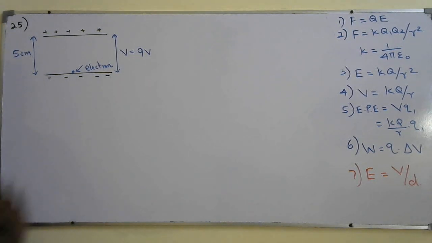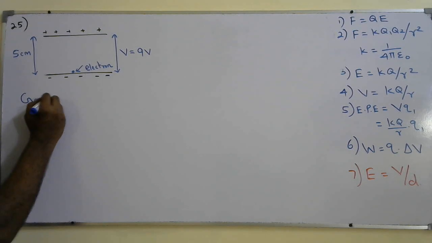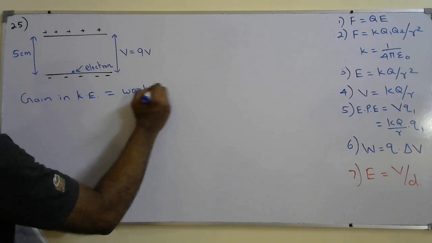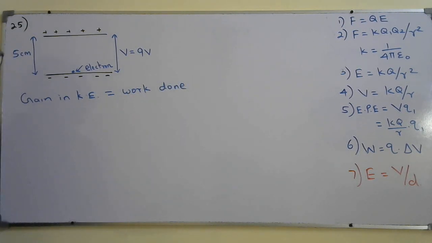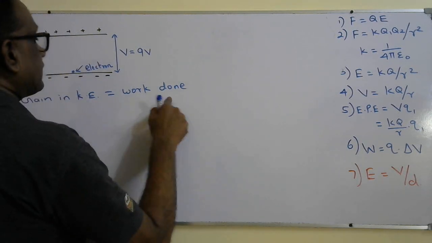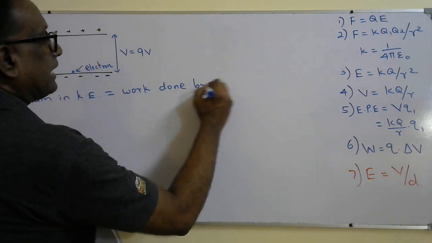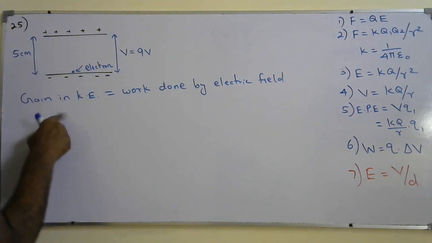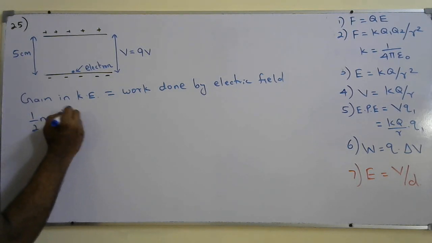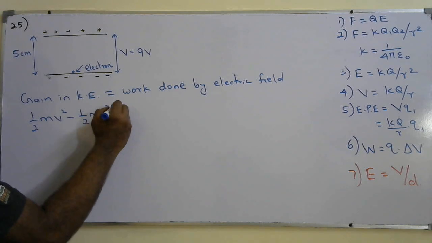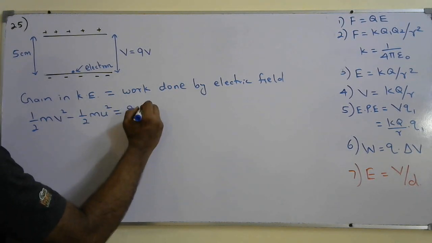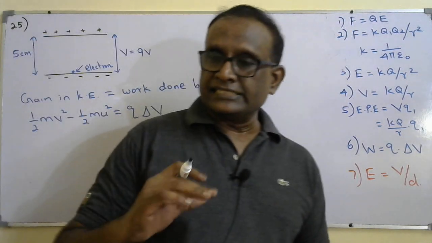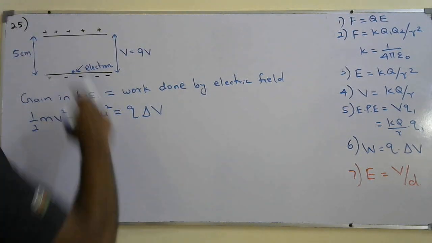Okay, so method 2: we can say the gain in kinetic energy of the electron equals the work done by the electric field, or the loss in electric potential energy. Either way, it's the work done by the electric field. So gain in kinetic energy, half m v squared minus half m u squared, equals the charge of the electron q times delta V, the potential difference between the initial point of the electron and the final point, which is the positive plate.